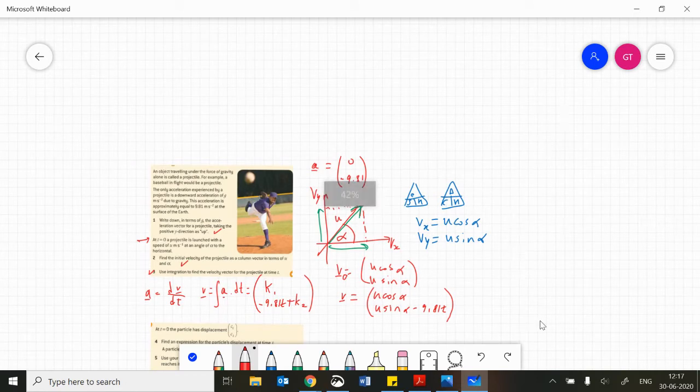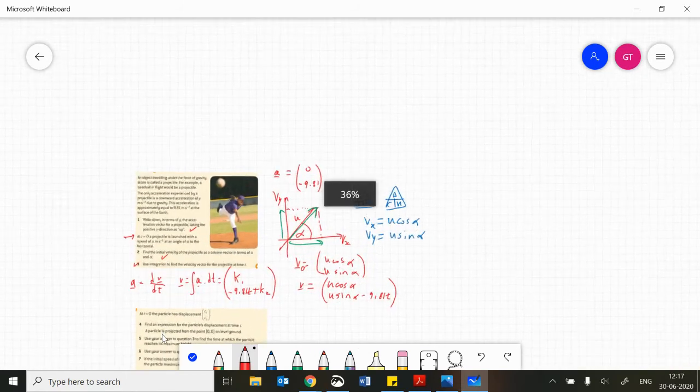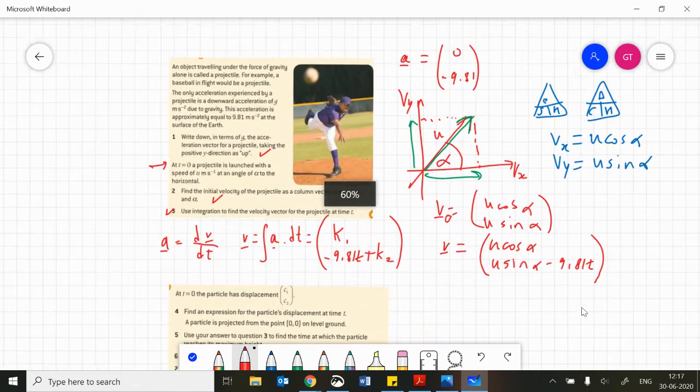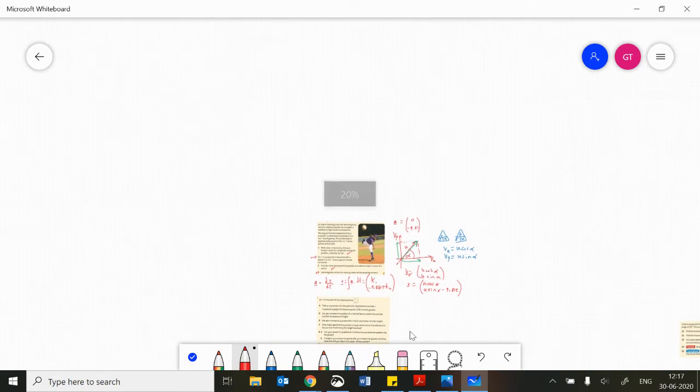Okay, so let's just zoom out. It's pretty tricky to do on this. So let's just zoom in. Might need a couple of goes. Nope. Okay.